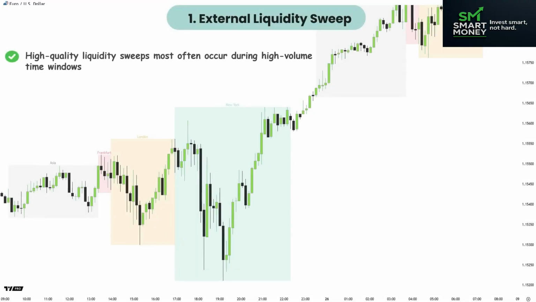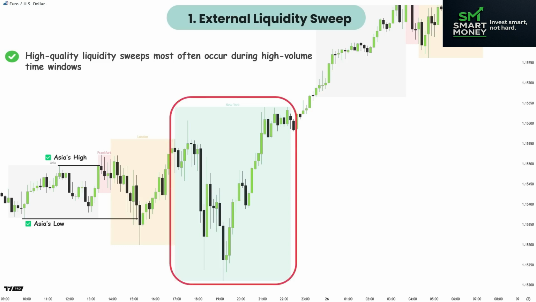High-quality liquidity sweeps most often occur during high-volume time windows, typically right before or right after a major session opens. For example, here you can see that right at the session open, price makes a fake push to the upside, sweeping the liquidity built above the Asia session high. But immediately after clearing the buy-side liquidity, the price reverses sharply in the opposite direction and takes out Asia's low as well. So in this sequence, price sweeps both buy-side and sell-side liquidity, and then continues in its intended direction.